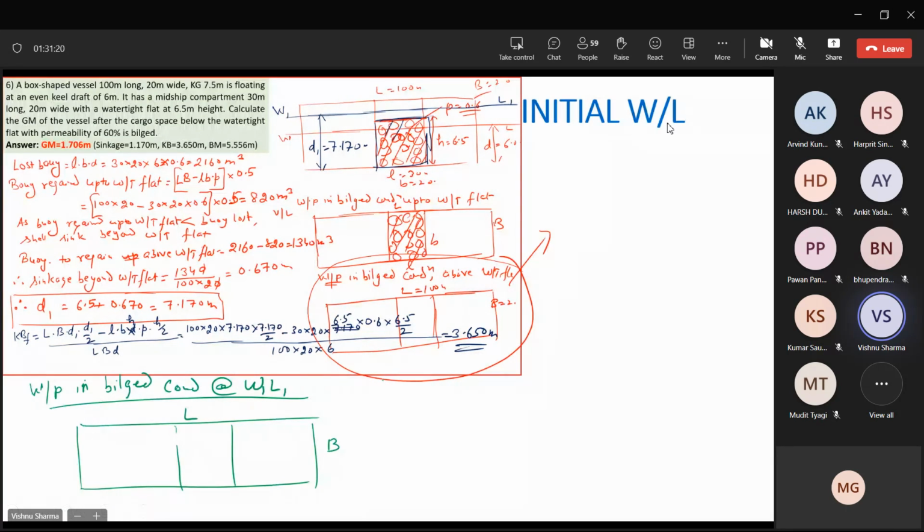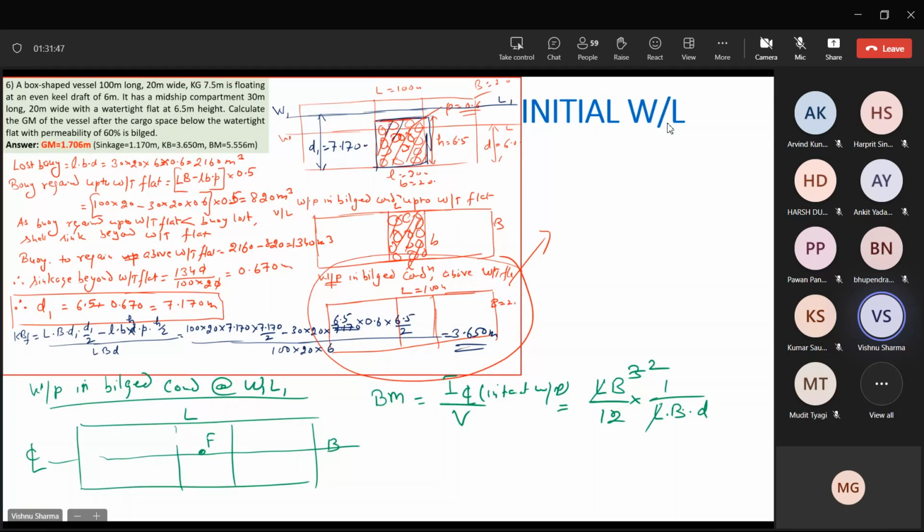So BM will be equal to I, where will be the center of flotation here? The axis will be the center line. ICL of intact water plane upon volume of displacement will be equal to LB cube by 12 divided by volume of displacement LBD. It reduces to B square by 12D. B square is 20 square by 12 and D was 6. How much is the BM? 5.556.